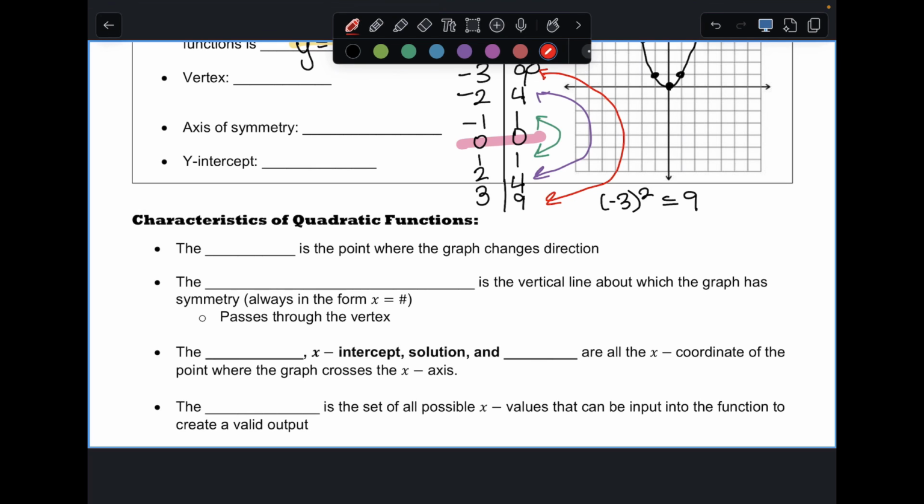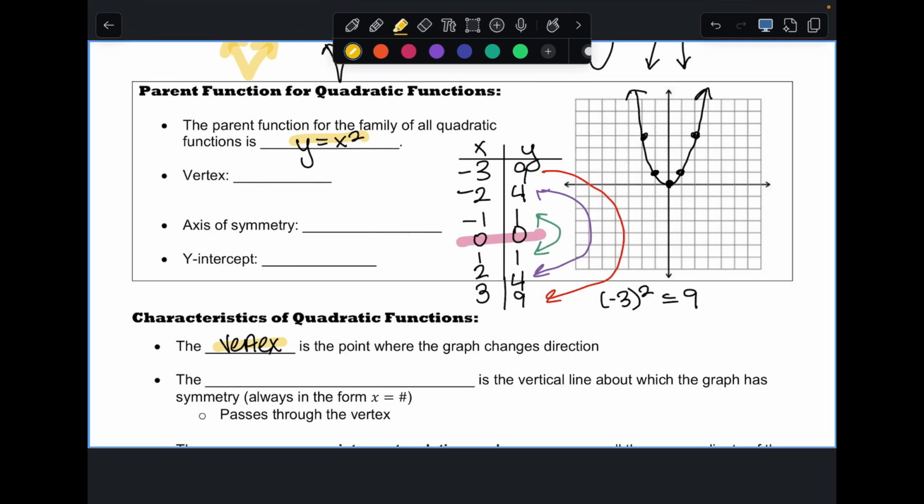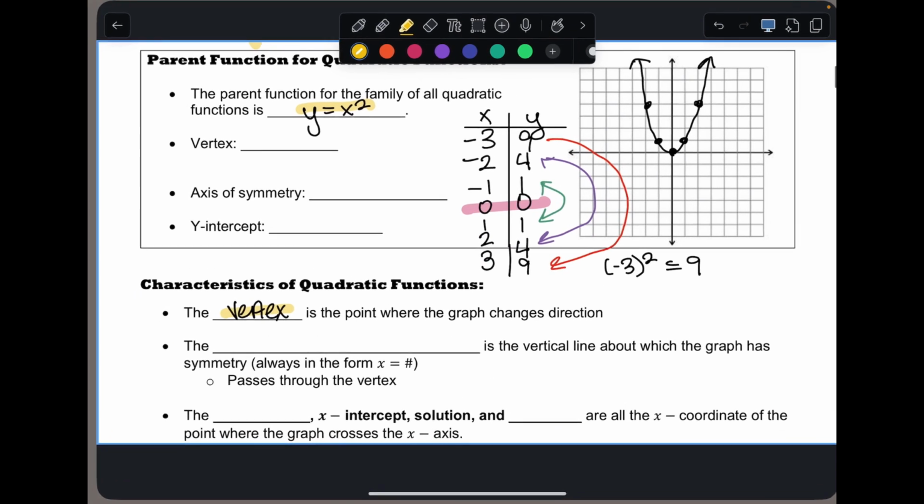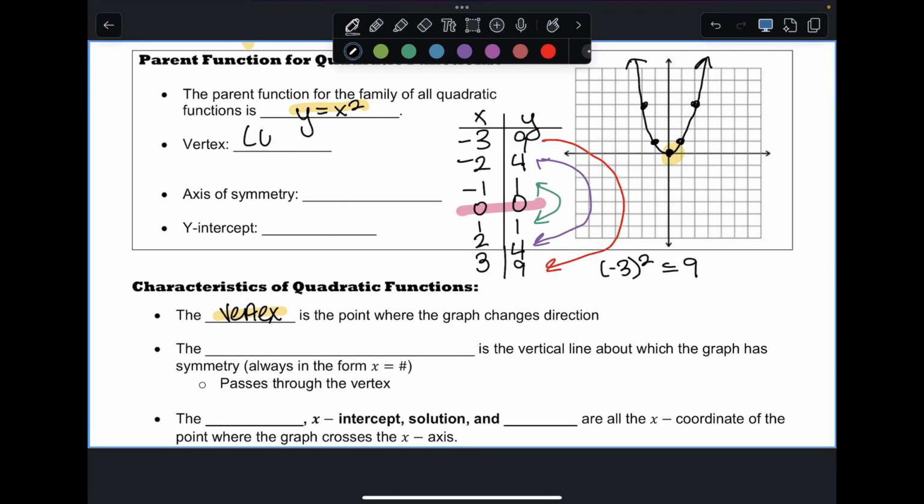This point, kind of where we're copying over, is what we call the vertex. It's the point where our graph changes direction. That should sound familiar from when we did absolute values. The point where the graph changes direction is the vertex. So up here, what's my vertex? What's that point? 0, 0. So for your parent function, 0, 0 is your vertex.